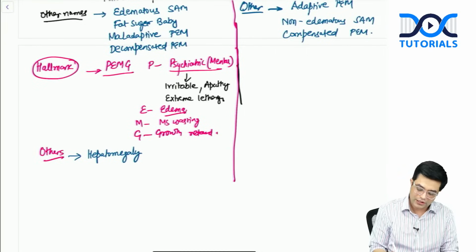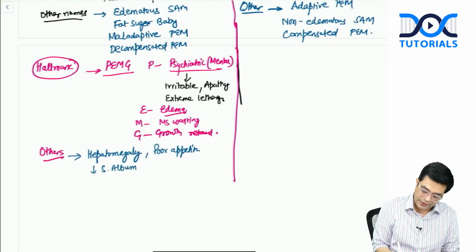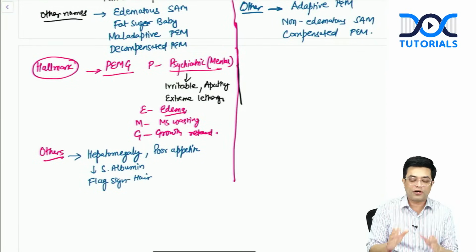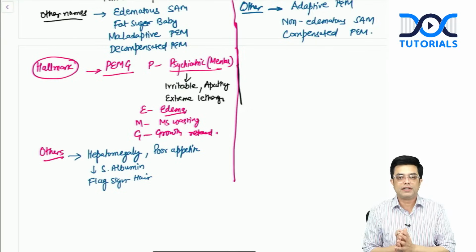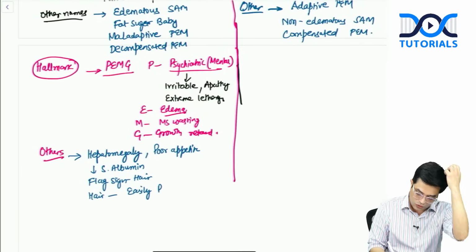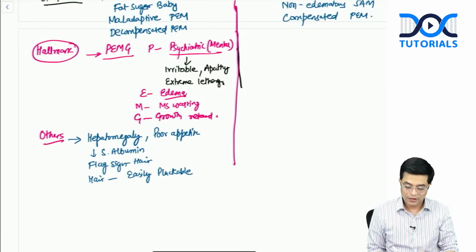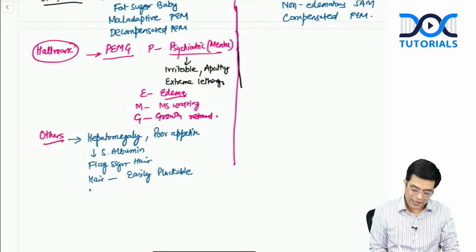So hepatomegaly होगा. Then these children will have poor appetite, खाते भी नहीं है. They will have low serum albumin. They will have a flag sign in the hair. Flag sign क्या होता है? Alternate pigmented and depigmented hair. And the hair often is present which is easily pluckable. ऐसा बालों को ऐसा पकड़ो तो हाथ में आ जाते हैं. Easily pluckable. Last but not the least, इनमें रैश होता है.